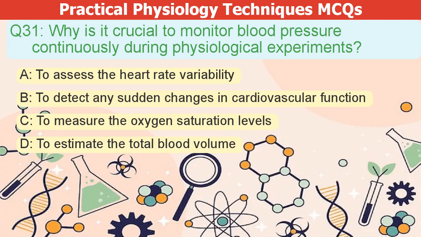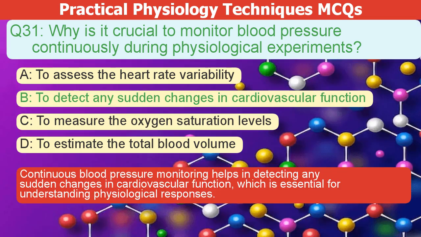Why is it crucial to monitor blood pressure continuously during physiological experiments? A. To assess the heart rate variability. B. To detect any sudden changes in cardiovascular function. C. To measure the oxygen saturation levels. D. To estimate the total blood volume. The correct answer is B. Continuous blood pressure monitoring helps in detecting any sudden changes in cardiovascular function, which is essential for understanding physiological responses.